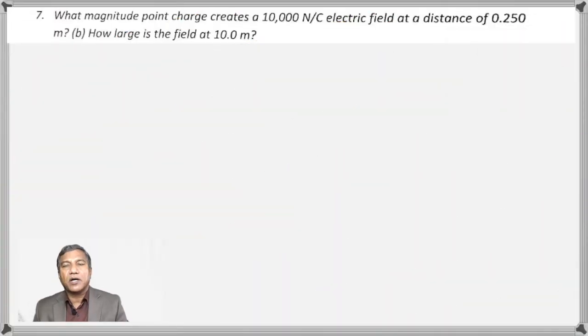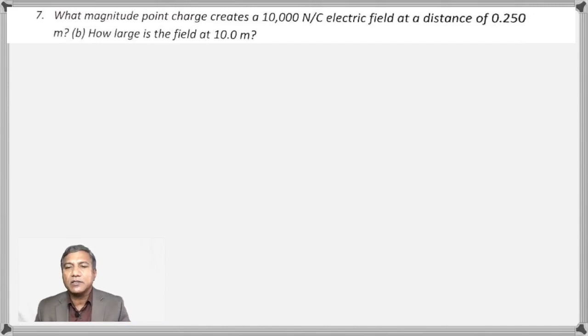Question is about electric field. So it says, what magnitude of point charge creates a 10,000 Newton per coulomb electric field at a distance of 0.250 meter? How large is the field at 10.0 meter? So what do you mean by electric field? Electric field is the force acting on a +1 coulomb kept at any point. Now that's very important. So whenever you're asked to calculate the electric field at any point, you have to imagine that there is a +1 coulomb kept at that point.